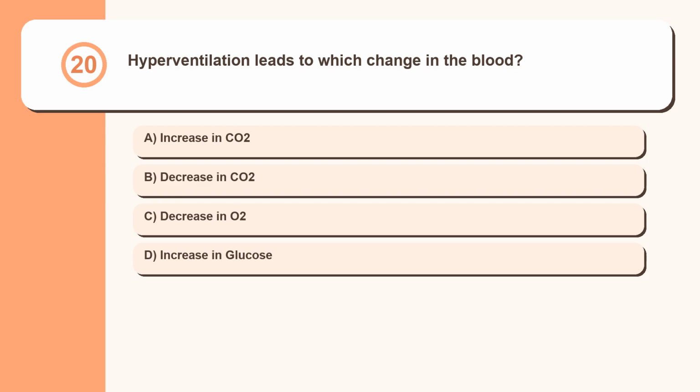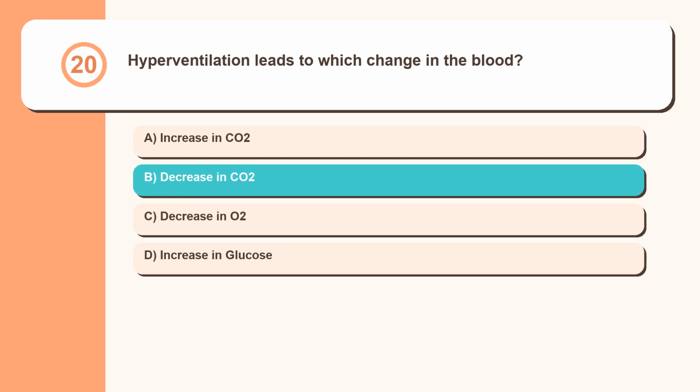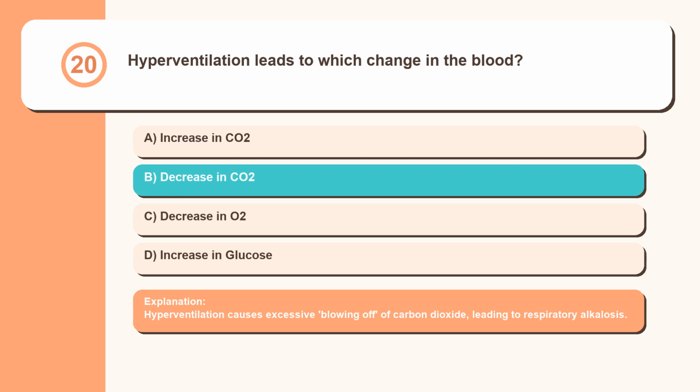Question 20. Hyperventilation leads to which change in the blood? Increase in CO2, decrease in CO2, decrease in O2, increase in glucose. Hyperventilation causes excessive blowing off of carbon dioxide, leading to respiratory alkalosis.